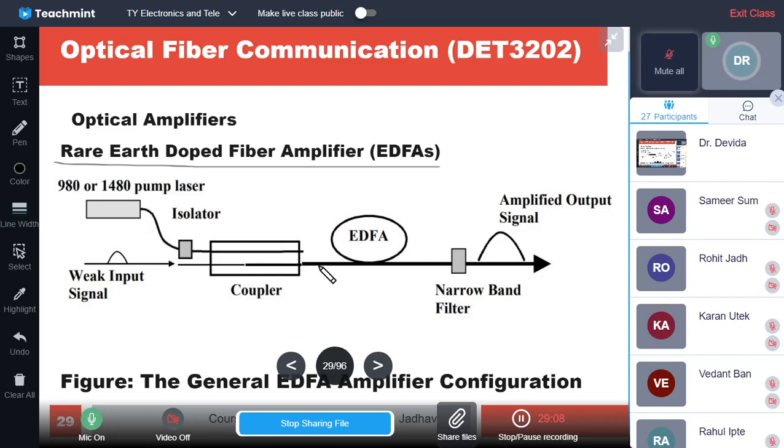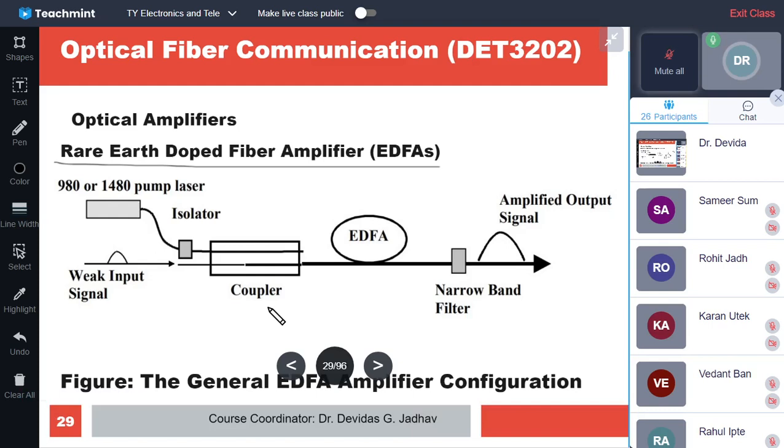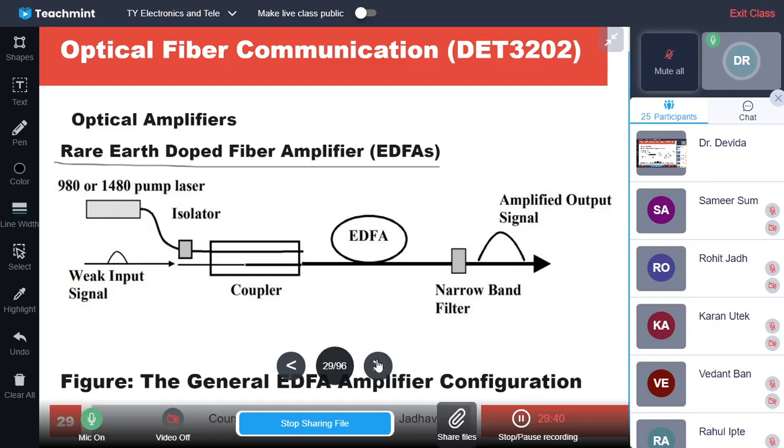So it is not a device, it is a fiber, and for some distance it will run for amplification purposes, and then there will be a filter and it will give the strong amplified signal. Here also there is no conversion of optical to electrical and electrical to optical, so it will not have any efficiency problems, and it is better as it is a purely optical type of system, for operating in the optical fiber link.